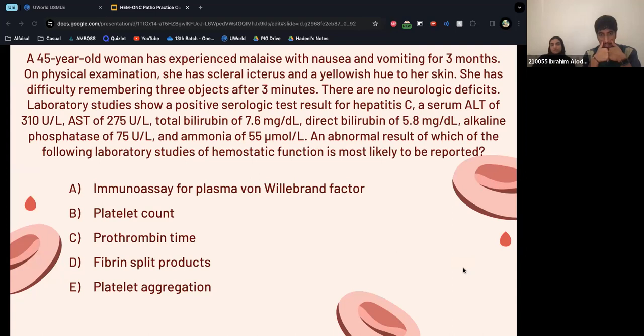A 45-year-old woman has experienced malaise with nausea and vomiting for 3 months. On physical examination, she has scleral icterus and a yellowish hue to her skin. She has difficulty remembering 3 objects after 3 minutes. There are no neurological deficits. Laboratory study shows a positive serological test result for hepatitis C and serum ALT of 310, AST of 275, total bilirubin of 7.6, direct bilirubin of 5.8, ALP of 75, ammonia of 55. An abnormal result of which of the following laboratory studies of hemostatic function is likely to be reported?